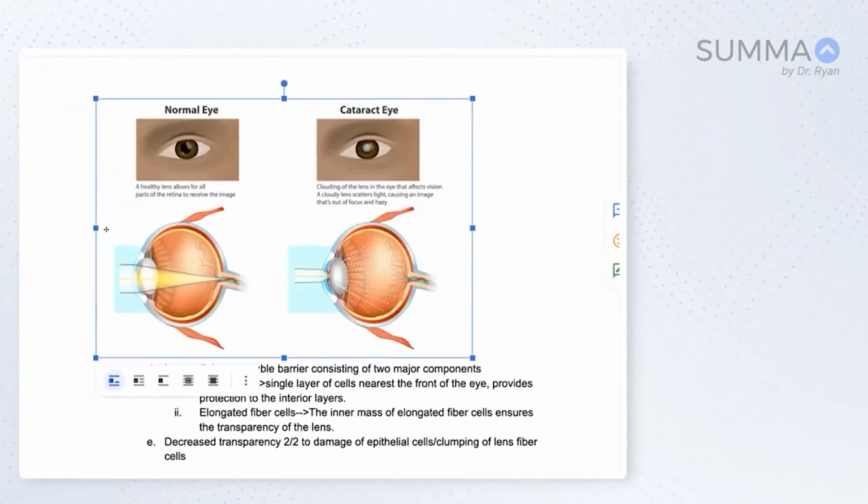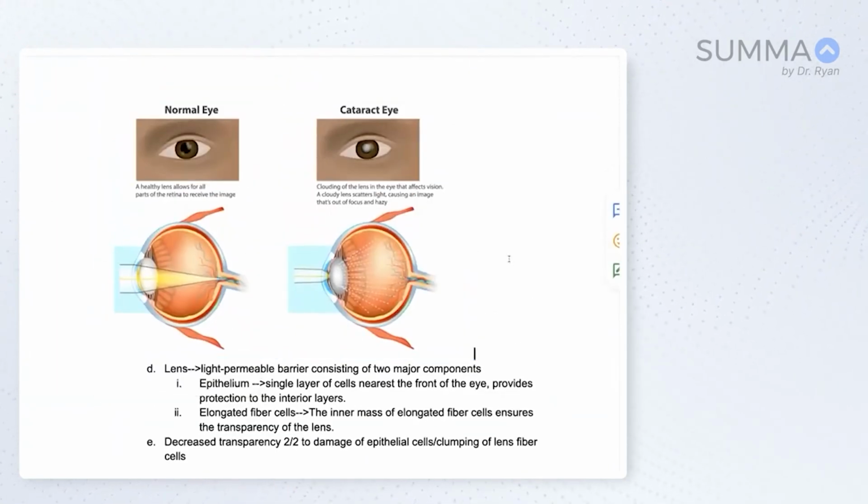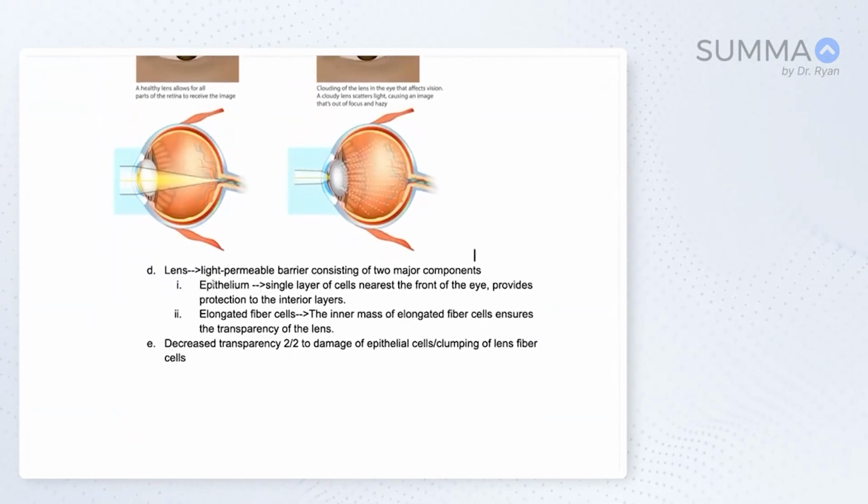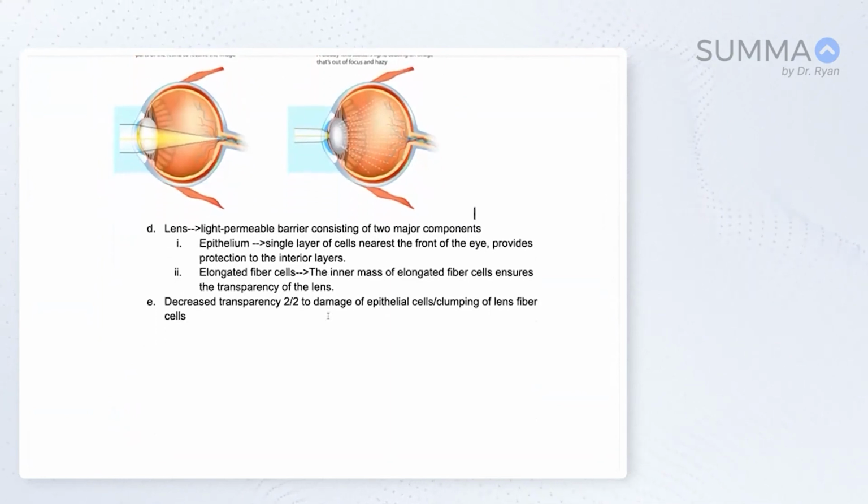Let's talk a little bit about the structure of the lens itself. The lens really contains two sets of cells: the epithelium and these fiber cells, right? And why is this important? Well, damage can occur to both of them, and we'll talk about the types of damage that can occur to them.